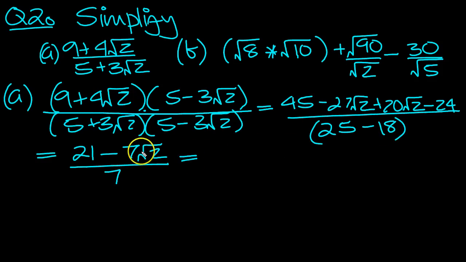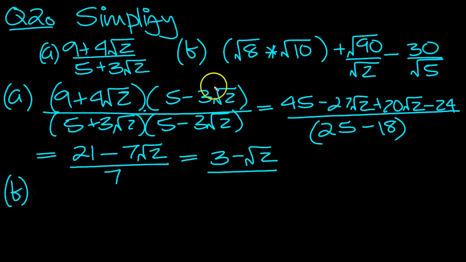There's a 7 common on top, so we take the 7 outside, we end up with 3 minus √2. And then when we've taken the 7 out, it cancels with the 7 underneath. So we arrive at 3 minus √2. So part B then, let's have a look at this one.